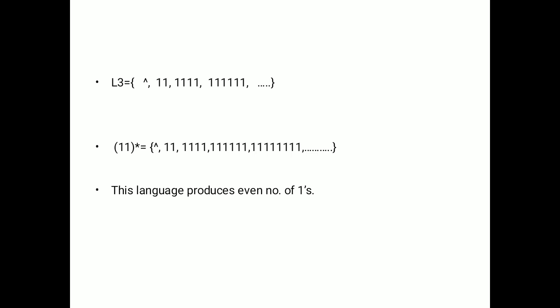Then 11 coming 0 times means null. 11 coming 1 time means 11. 11 coming 2 times means 4 times ones. So that generates even number of ones. 11 is coming 3 times. That means 1 is generating 6 times. So ultimately this type of strings generate even number of ones.